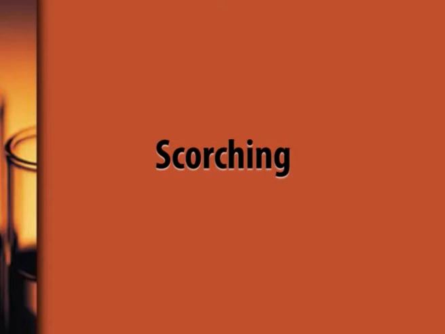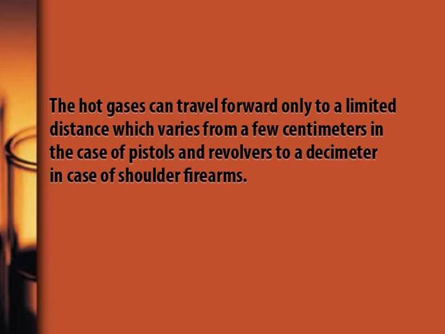The second factor is scorching. The scorching of the target is caused by the flame or by hot gases. It is a sure sign that a firearm has been fired from a close range. The hot gases can travel forward only to a limited distance, which varies from a few centimeters in the case of pistols and revolvers to a decimeter in case of shoulder firearms. It depends on the length of the barrel of the firearm and the quantity and age of propellant and other constituents of the cartridge. The proper initiation and the burning rate of the propellant in the firearm also affect it.